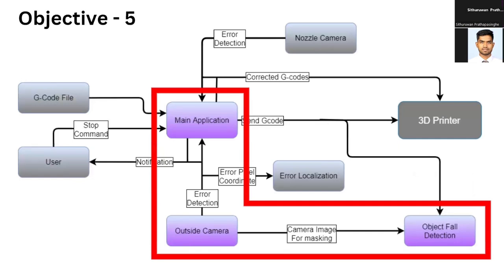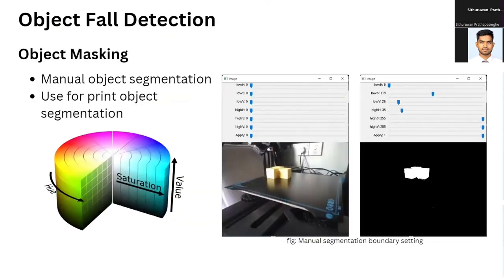Here we are using an outside camera to detect object fall errors. These are uncorrectable errors. Next slide, please. First, the printing object needs to be color segmented correctly by using manual adjustments of the panes shown in this window. The HSV model is used for color segmentation, and the result is the printed objects' camera projection, as you see in this last image. Next slide, please.